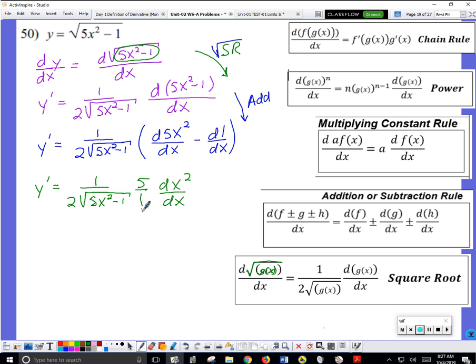So I have to move the 5 first. Now I use the power rule. So it can't be a constant next to it? The power rule does not have a constant next to this thing.